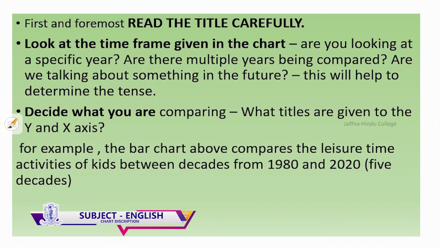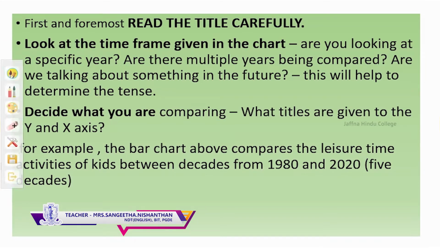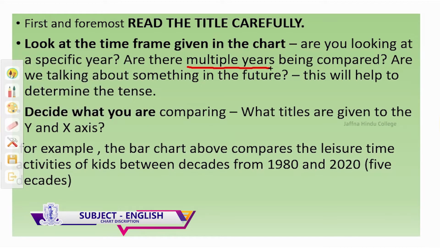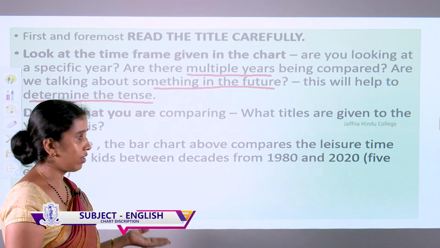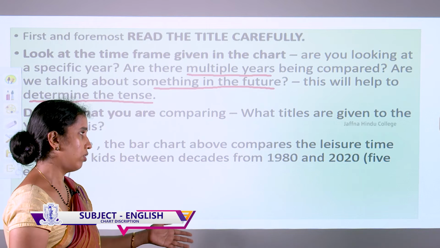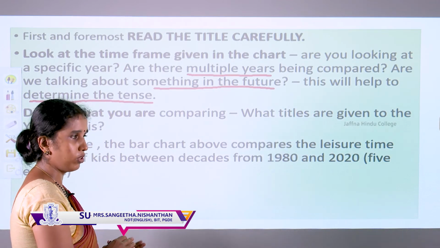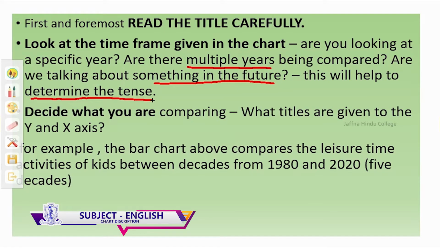Right. Are you looking at a specific year? Are there multiple years being compared? You should be clear about that, whether multiple years are being compared or something in the future. This will help you to determine the tense. And decide what you are comparing, and what titles are given to the y-axis and x-axis. For example, the bar chart above compares the leisure time activities of kids between decades. Sometimes they give the time frame in decades: 1980, 1990, 2000, 2010 and 2020. Sometimes they give a particular time frame, from 2005 to 2007. So be careful of what they compare and within what period.